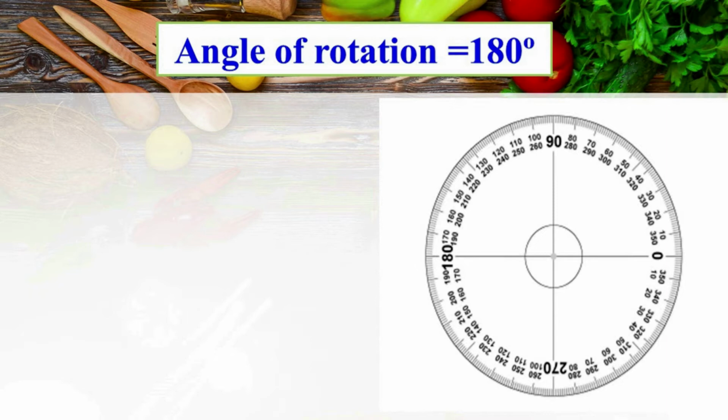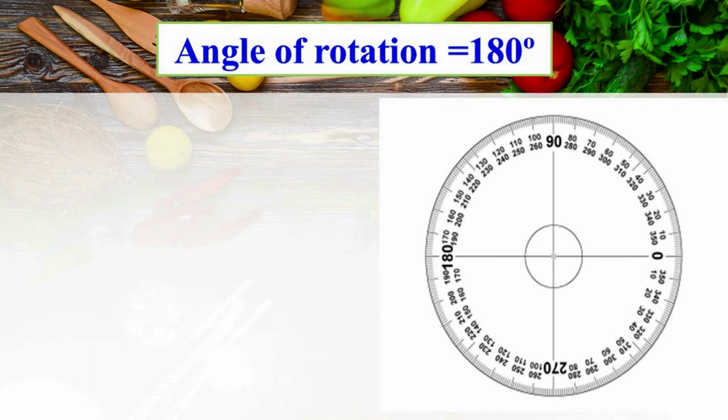If the shape is straight at 0 and you start your rotation from 0 to 90 degree, we have completed 1 by 4th of the rotation. From 90 to 180 degree, we have completed half of the rotation. At 270 degree, we have completed 3 by 4th of the rotation. When we are again at 0 degree, we have completed one full rotation. Now the angle of rotation is equal to 360 degree.